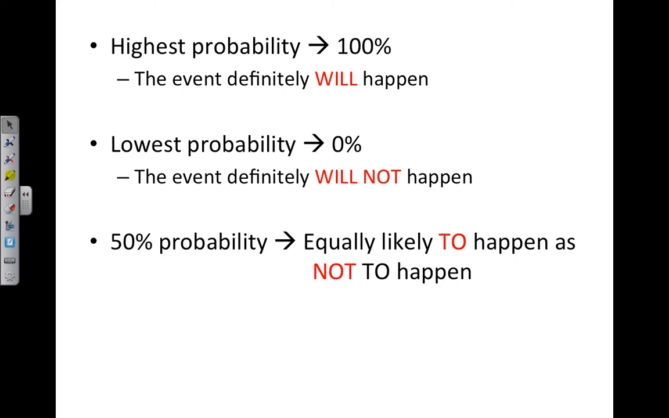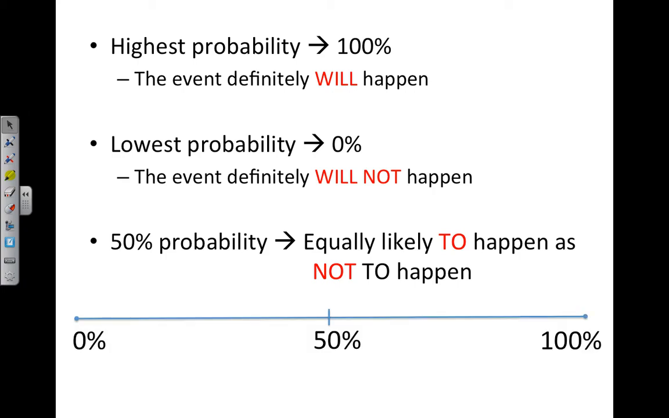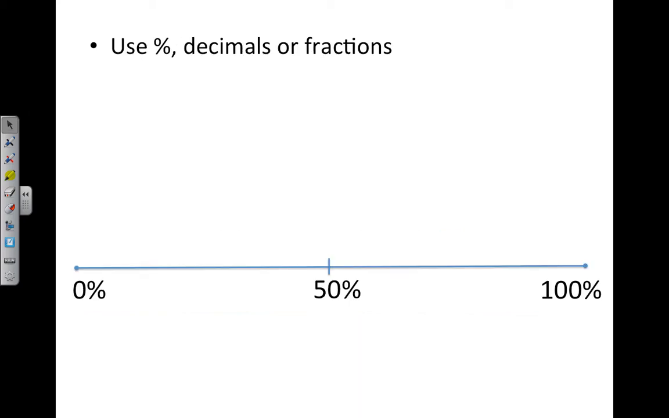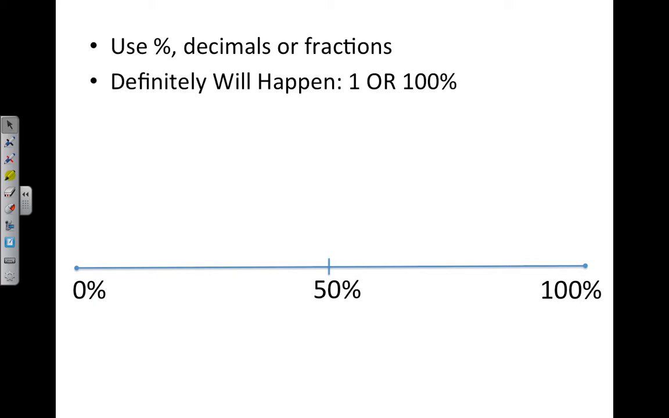50% probability means it's equally likely to happen as not to happen. Just because something may or may not happen does not mean the probability is 50%. This is the line, the continuum, of how low or high it could be, and 50% is in the middle. We can write probability as percent, decimals, or fractions.